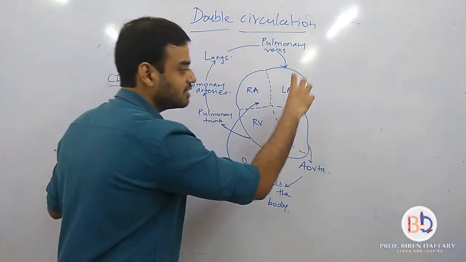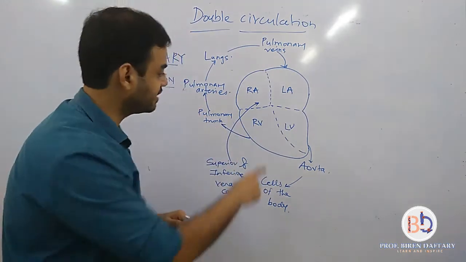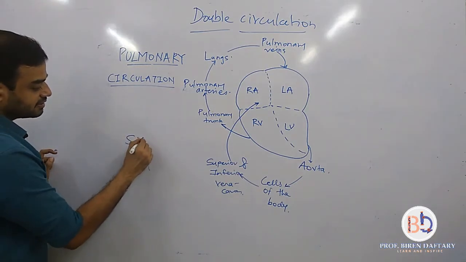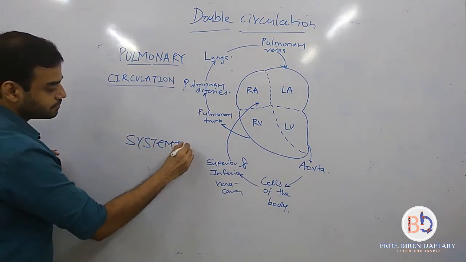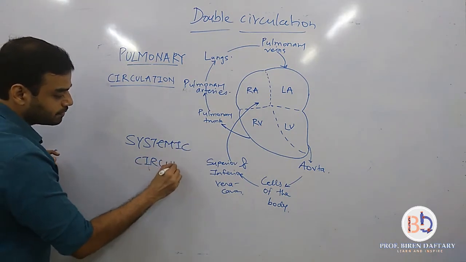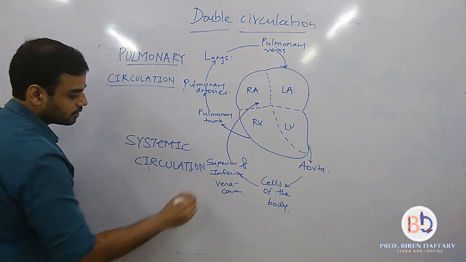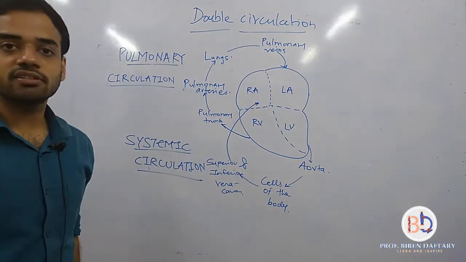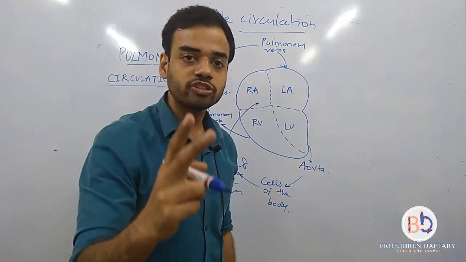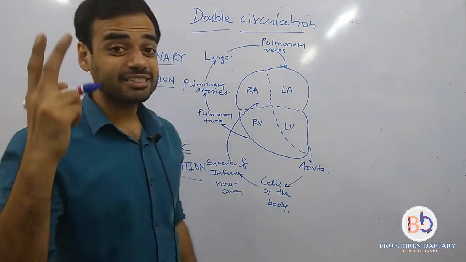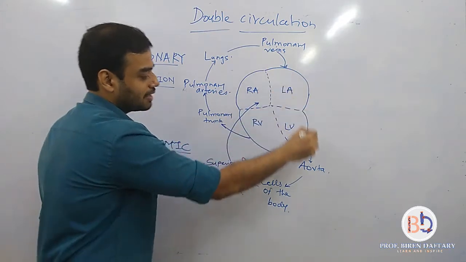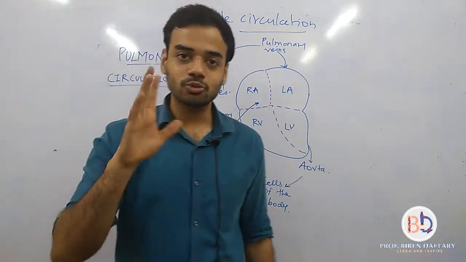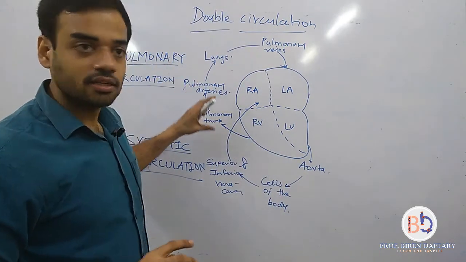This part is also functioning, this is also functioning, and there are two circuits created which I have shown over here. This circuit is called systemic circulation. I hope this part is clear. Is this easy? And this is called your double circulation. So the passage of blood occurs in two circuits, or you can say the blood passes twice through the heart. This is one time and this is another time. Whereas in single circulation, blood passes only once through the heart. Is this part clear?